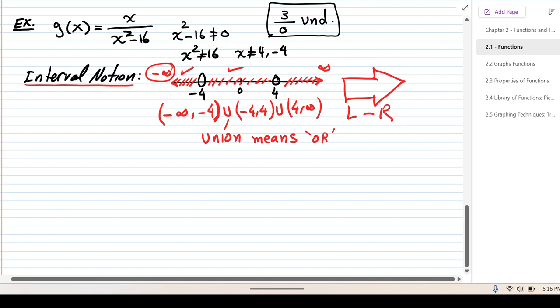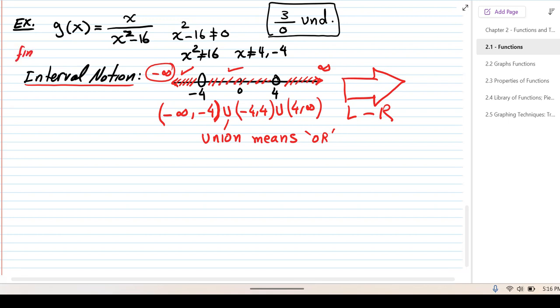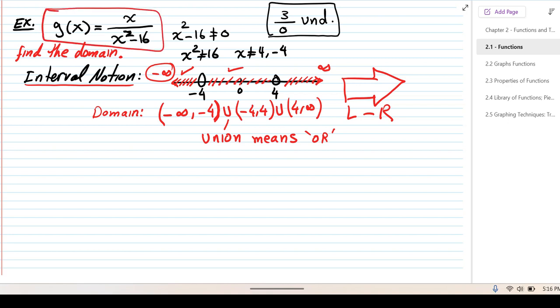Again, for this one we want to find the domain. In case you wonder what we are doing: find the domain of that function, and we just did. This is the domain. Again, domain means what all x can be that you can process through the function.